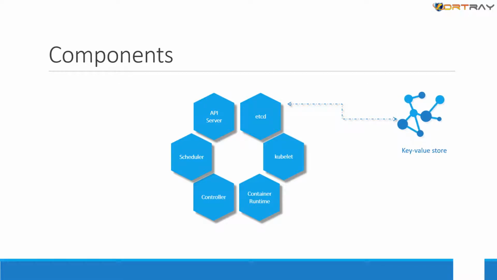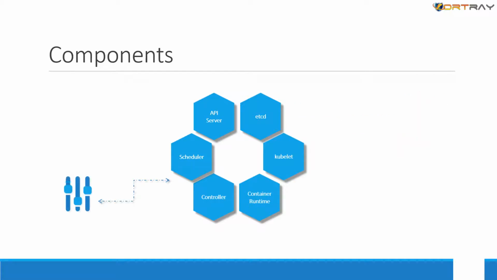Think of it this way. When you have multiple nodes and multiple masters in your cluster, etcd stores all that information on all the nodes in the cluster in a distributed manner. etcd is responsible for implementing logs within the cluster to ensure that there are no conflicts between the masters. The scheduler is responsible for distributing work or containers across multiple nodes. It looks for newly created containers and assigns them to nodes.